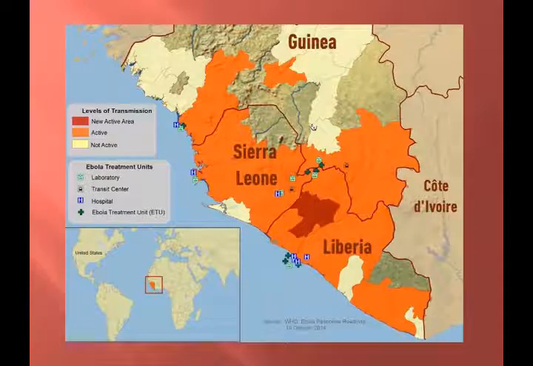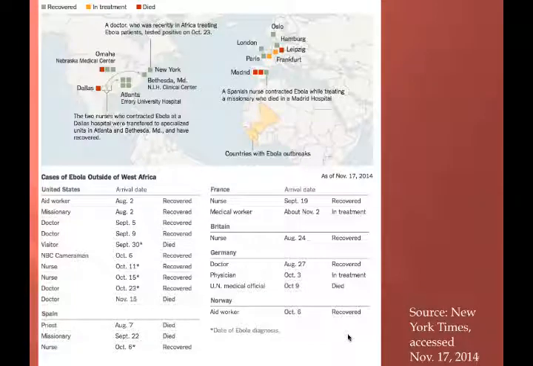So these are the areas that are primarily affected. So Guinea, Sierra Leone, and Liberia. And all of these are countries that have fairly limited health infrastructure.